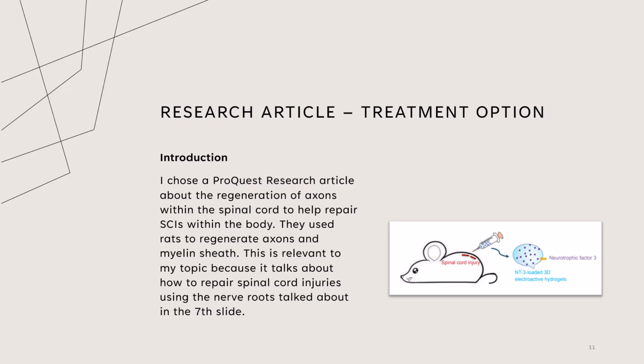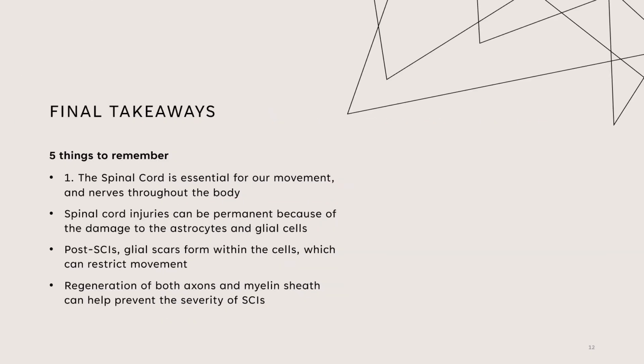For my research article, I chose a treatment option for spinal cord injuries. It's about regeneration of the axons and the myelin sheath. Obviously this is relevant to my topic because it talks about how to repair spinal cord injuries using the nerve roots that I talked about in the previous slides. And there's a picture from the actual research article on the right.